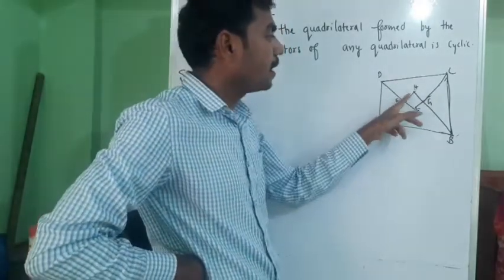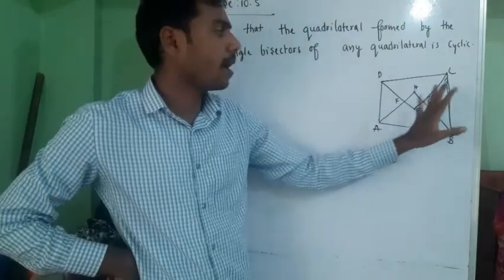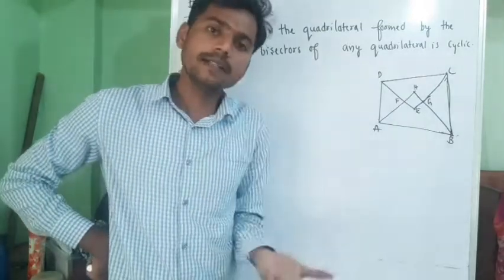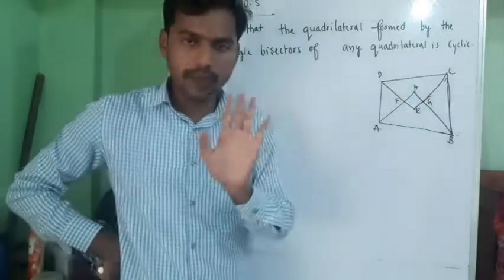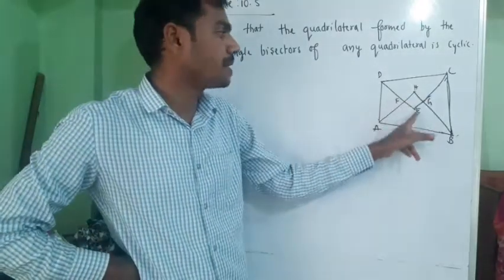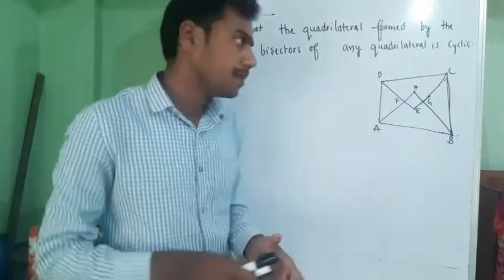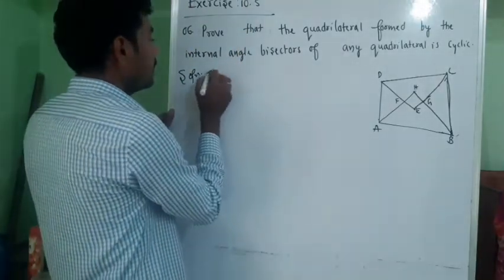Then we can say the quadrilateral formed by the internal bisectors of this particular quadrilateral, whatever quadrilateral has been formed, is cyclic. To prove that it is cyclic, we need to prove the opposite angles, that is angle F plus angle G should be equal to 180 degrees, or angle H plus angle A should be equal to 180 degrees. So either we can prove. See, now what we can write, what is given to us?